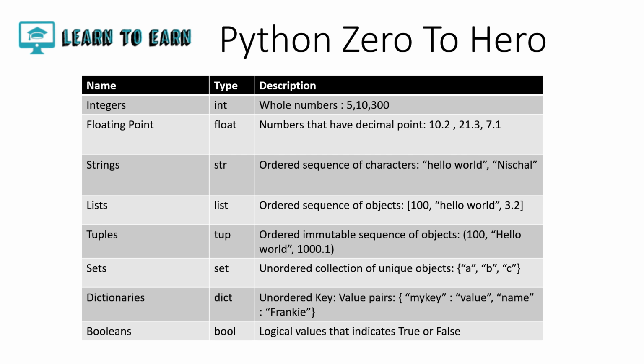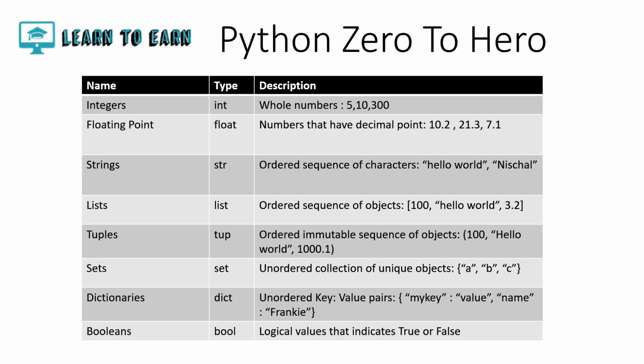So here I have a table containing all the data types. On the left is the name of the data type, in the middle is the type, and on the right is the description. The first one is integers. Its type is int and it's a whole number such as 5, 10, 300. The second one is floating point. Its type is float and it's numbers that have decimal points such as 10.2, 21.3, and 7.1.